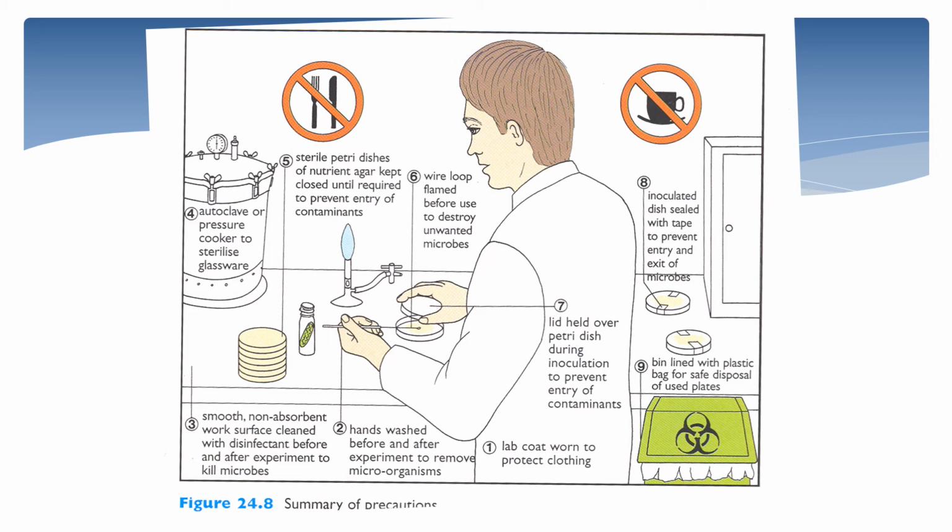Then for number 5, you would use sterile petri dishes of nutrient agar kept closed until they were required to prevent entry of contaminants. Then for 6, if you were going to get bacteria, you would need to flame your wire loop before you use it to destroy unwanted microbes. And then for 7, you would hold your lid over your petri dish when you are putting the bacteria on the plate, so inoculation, to prevent the entry of contaminants. Then for 8, you would inoculate your dish and seal it with tape to prevent entry and exit of your microbes. And then for 9, you'd have your bin lined with a plastic bag for safe disposal of used plates. So it's a special bin that it would go into. And you would not eat and you would not drink in the laboratory.